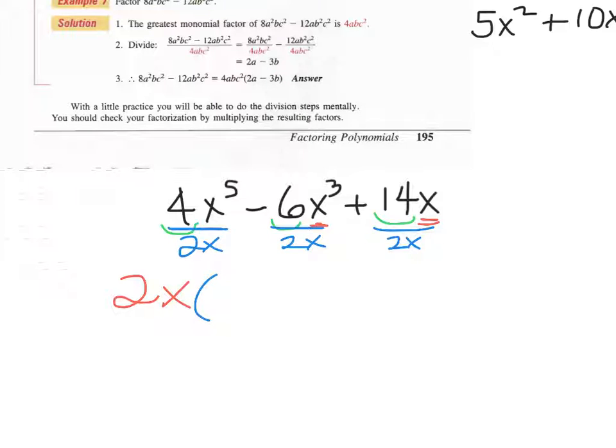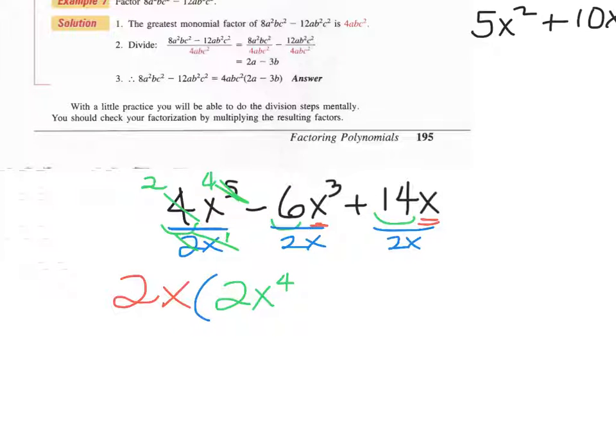Okay, so now I'm going to divide each of the terms. The answer to each one of my divisions is going to go in the parentheses. So when I divide 4x to the 5th by 2x, 4 divided by 2 is 2. And then when I subtract these powers, I'm left with x to the 4th. So 2x to the 4th.